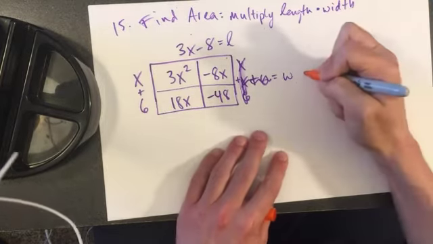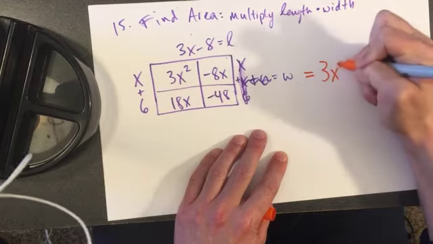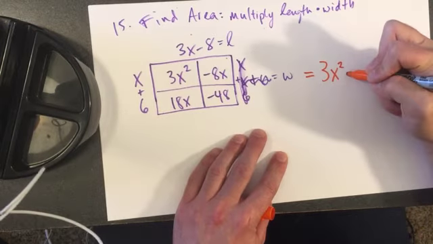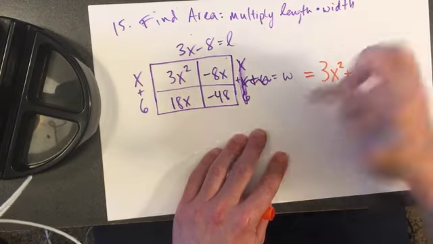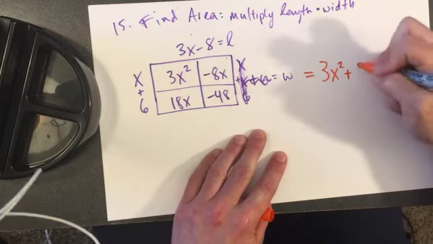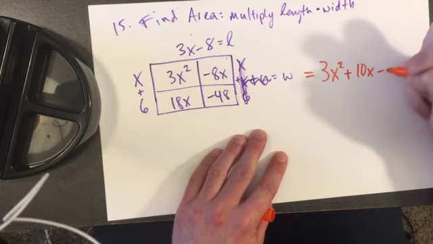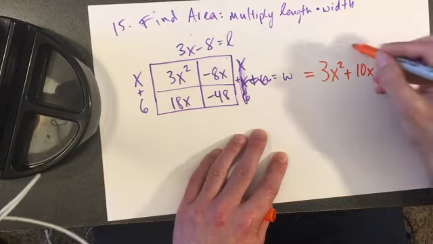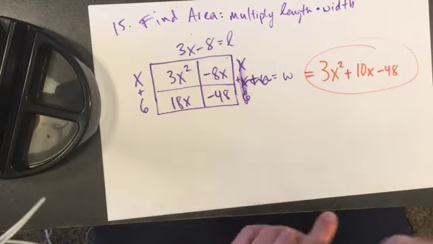And then let's clean this up. We get 3x squared. We get these two adding up to 10x. We get the negative 48 here. And that's done.